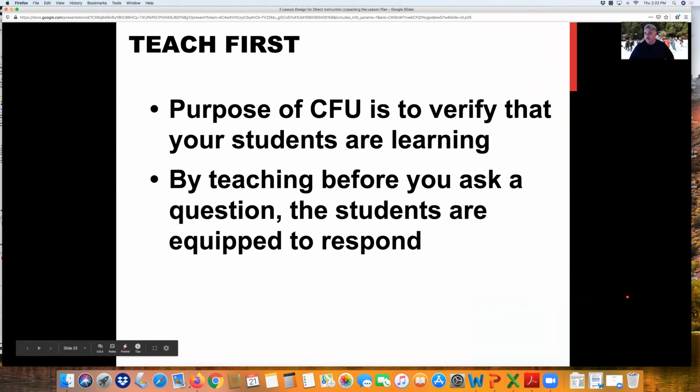Teach first. The purpose of CFU is to verify that your students are learning. By teaching before you ask a question, the students are more equipped to respond. So obviously you have to teach something first before you can check their understanding.